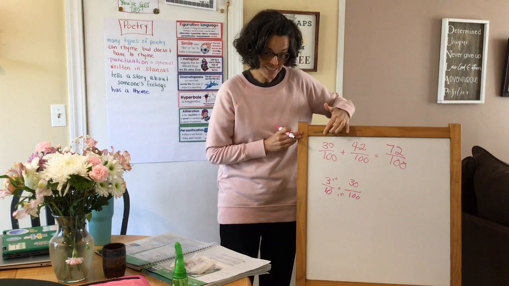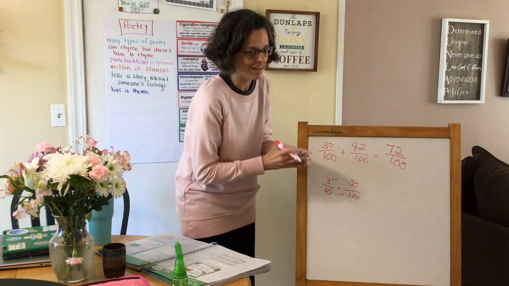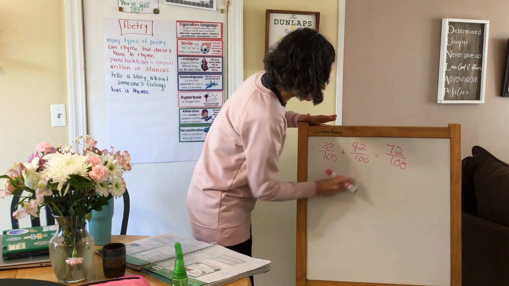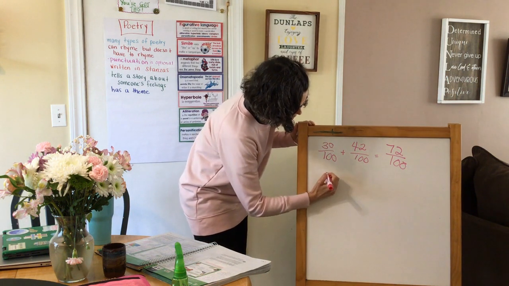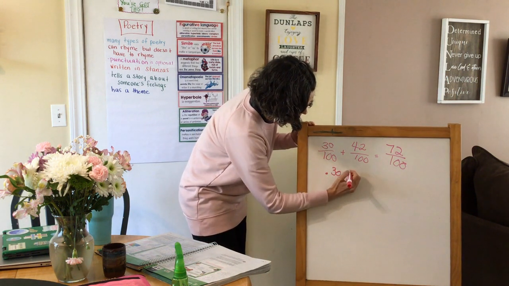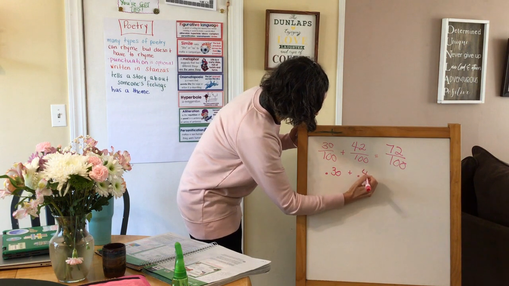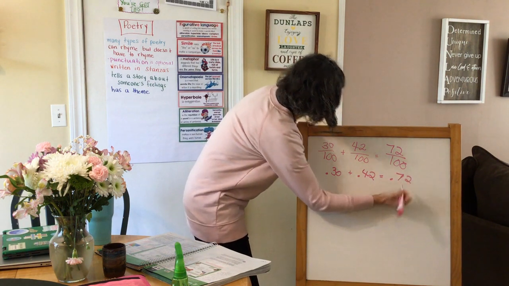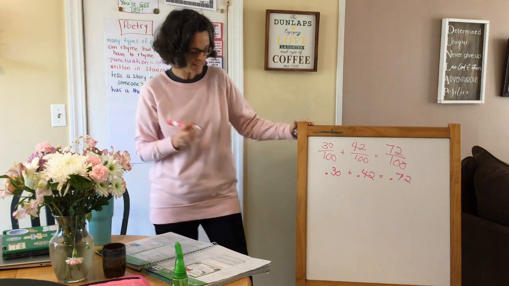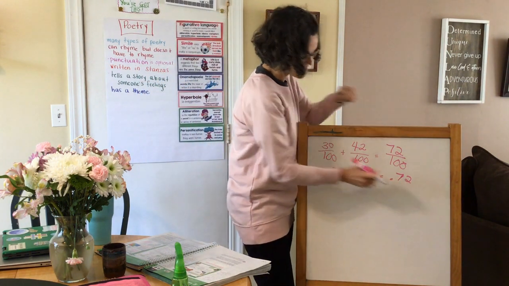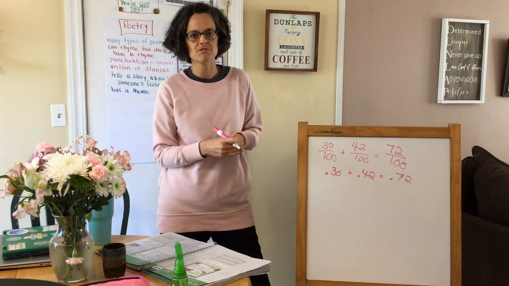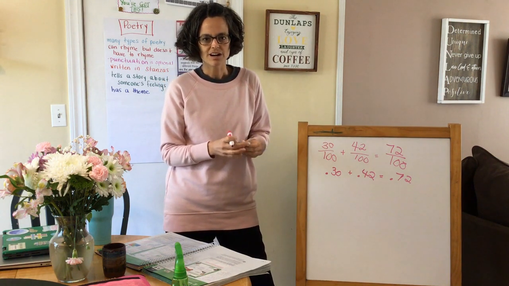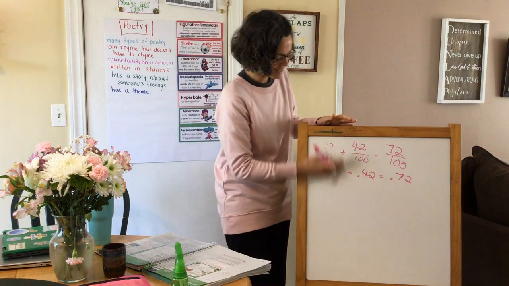Now, if I wanted to write this as a decimal, it would look different. You didn't have to do the decimals, but I do want to show you what that would look like. 30 hundredths plus 42 hundredths equals 72 hundredths. See how they're connected? It's just a different way, but you're showing the exact same information. All right, so easy peasy.